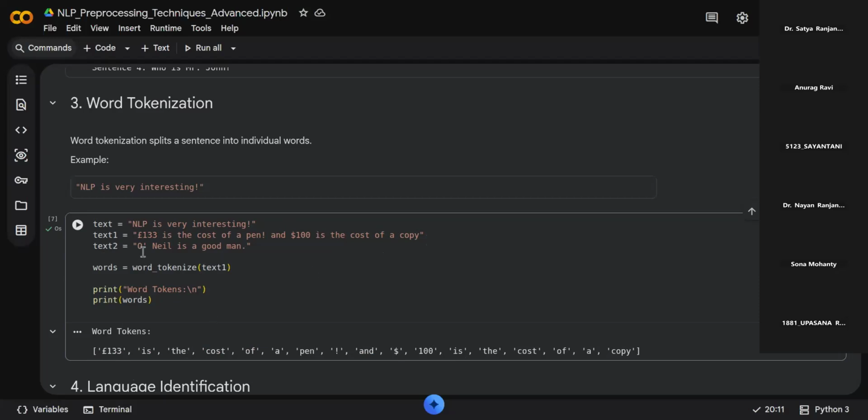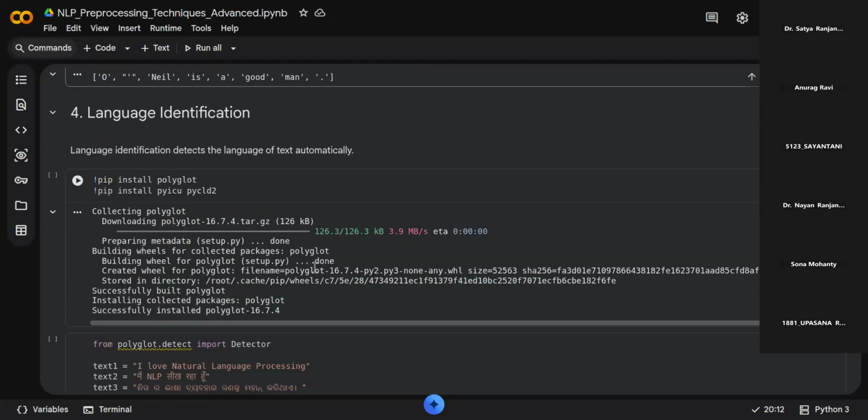Let's see another one. This one we have already discussed: O'Neil is a good man. O'Neil should be one token, but if you give text two, there will be three tokens. O is one, the apostrophe is one, Neil is one. So this is the problem. But still, in many cases, this word_tokenize can be helpful. So this is the job of tokenization.